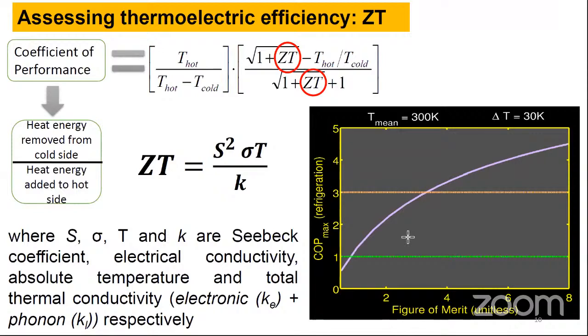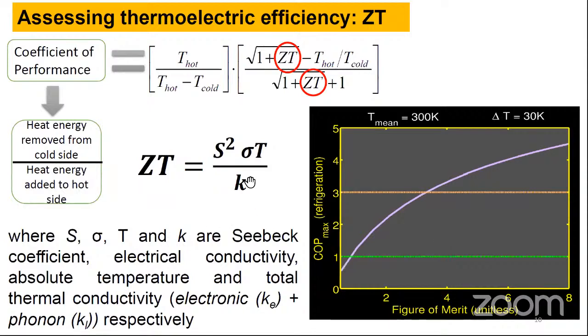Here we will discuss one parameter which characterizes the efficiency of any thermoelectric device, known as the coefficient of thermoelectric performance. The coefficient of thermoelectric performance depends upon the figure of merit, known as the ZT of the material. If the value of ZT increases, the coefficient of performance also increases. In this figure, we can see that when the value of ZT increases, the coefficient of performance is also increasing. So the coefficient of performance is directly dependent on the value of ZT.